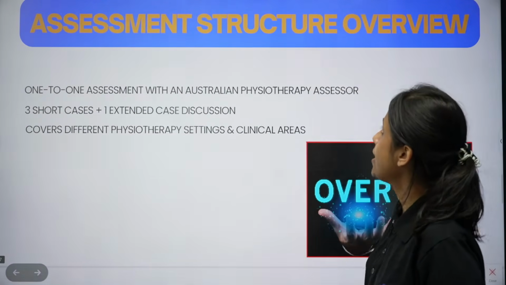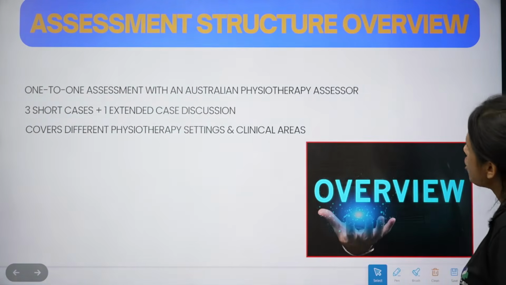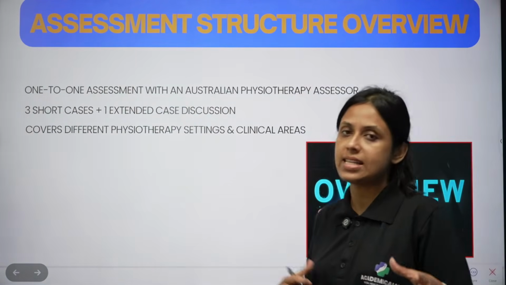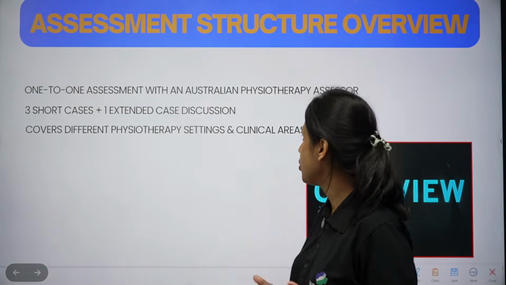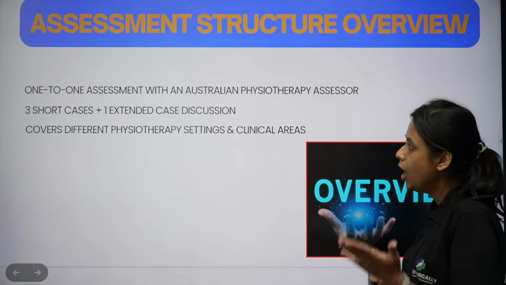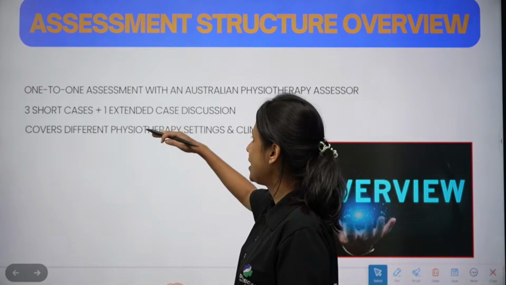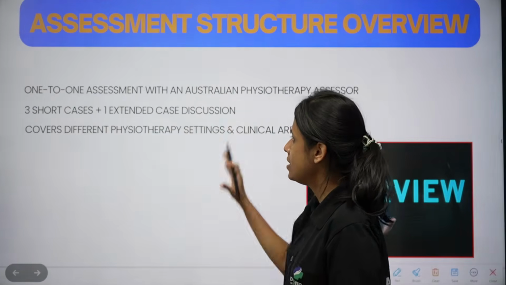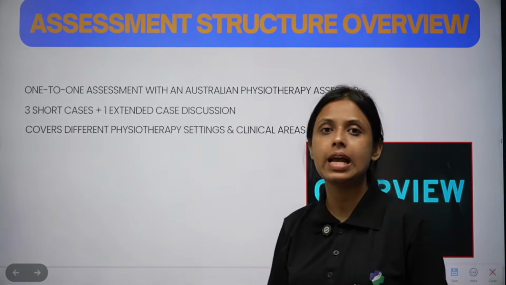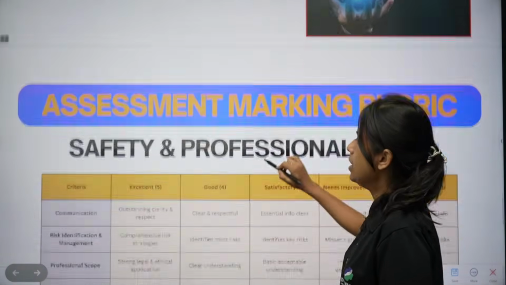Next, moving on to the assessment structure overview. So basically, as I mentioned, it's a 1-to-1 assessment with an Australian physiotherapy assessor. You'll get 3 short cases and 1 extended case discussion, which covers different physiotherapy settings in clinical areas like geriatric, public health, and private clinics, and everything will be covered along with the subjects.